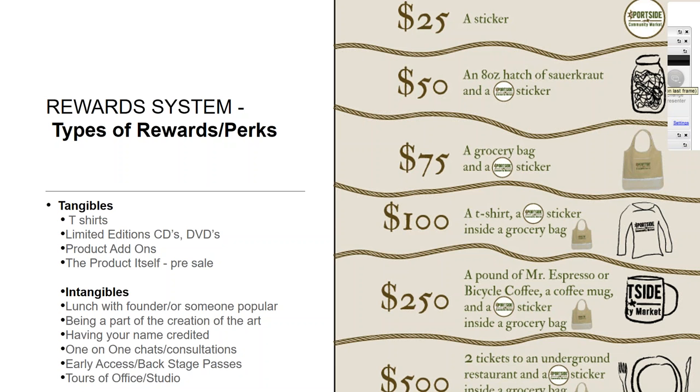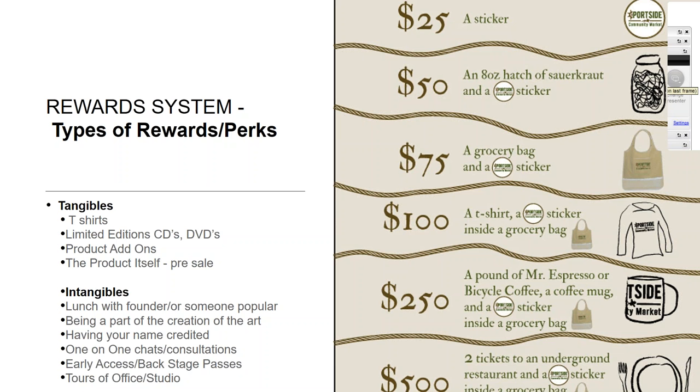So, like I said, it could be t-shirts, CDs, DVDs, or other parts of the product. For example, another client does pepper sauce. They're looking at giving the pepper sauce as the reward itself. So if you give $50, you get 2 flavors of pepper sauce. If you give $500, you get 3 levels of pepper sauce. You can use the very product you're selling as part of the reward.